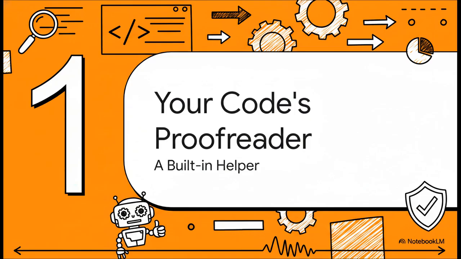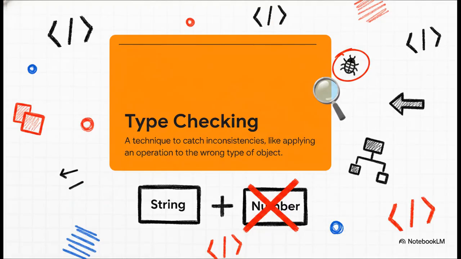Luckily, programming languages have this built-in helper. You can think of it like an automatic proofreader that's constantly checking your work for these exact kinds of errors, long before they can cause any real problems. And this proofreading process has a name: type checking. At its very core, it's a technique designed to catch inconsistencies, especially when you try to do something like add or multiply with the wrong type of data.